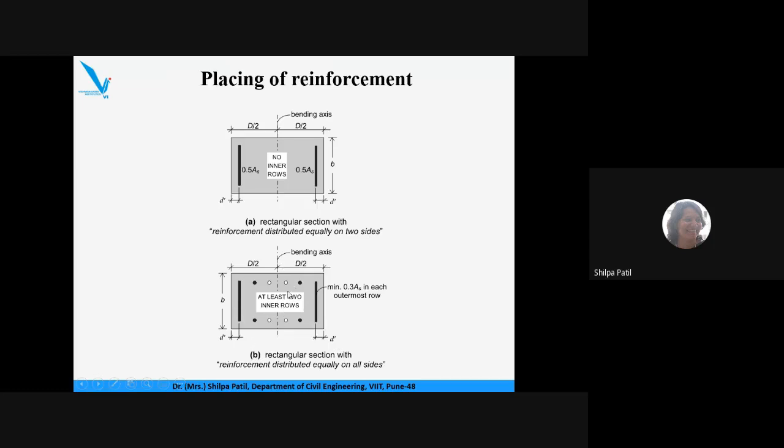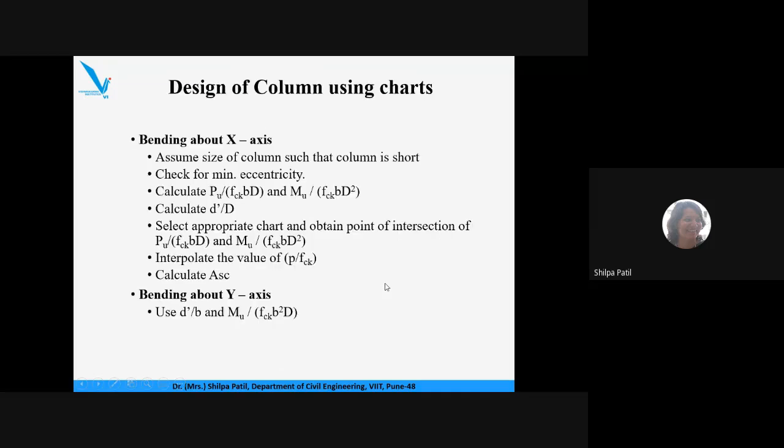Out of the total area of steel, 30% of the steel is provided along the shorter span, and the remaining steel is provided in the interior part, in the form of inner rows. So at least two inner rows must be there. Either these two rows, or these two rows, or all four. For all these conditions, one interaction curve is given. Again, depending upon the d dash by d ratio, there will be four different curves. The third case is not included here.